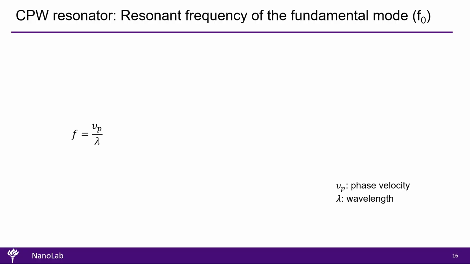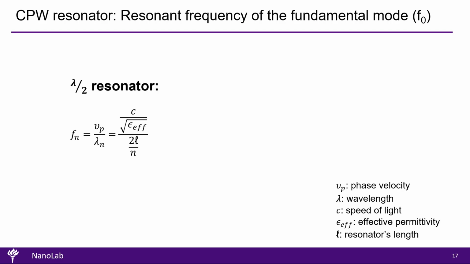For a TEM wave, the frequency equals the phase velocity divided by the wavelength. Therefore, for CPW half-wavelength resonators, the resonant frequency of the nth mode can be obtained by this relation, where the phase velocity is replaced by the speed of light divided by the square root of the effective permittivity, and the wavelength is replaced by 2 times the resonator length, L, divided by the resonant mode number, N. In a half-wavelength resonator, the fundamental mode occurs when N equals 1, which simplifies the expression as shown here.